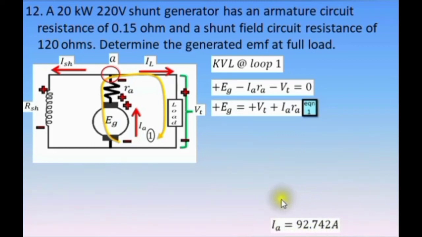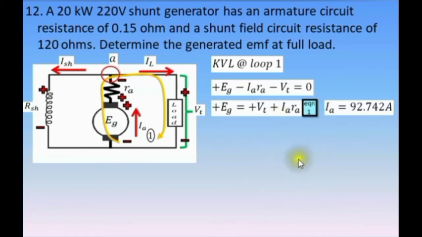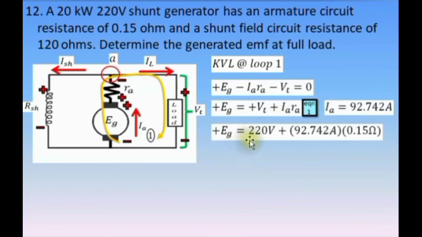And of course, let's substitute this value into equation number 1. The generated EMF equals 220 volts plus 92.742 amperes multiplied by 0.15 ohm. The answer for the generated EMF is equal to 233.911 volts.